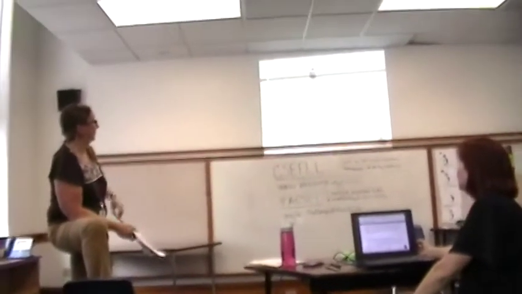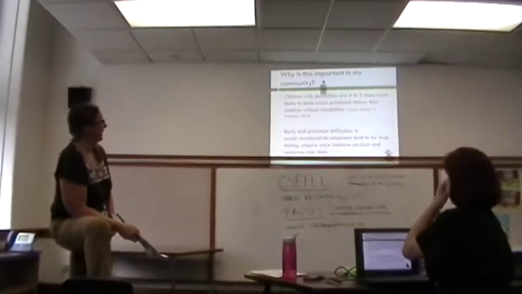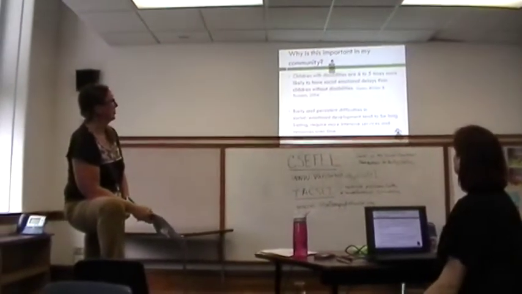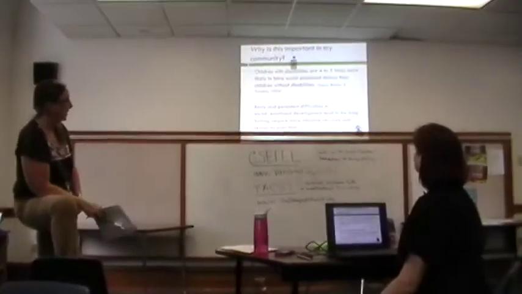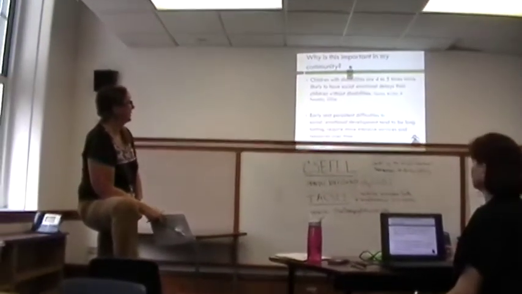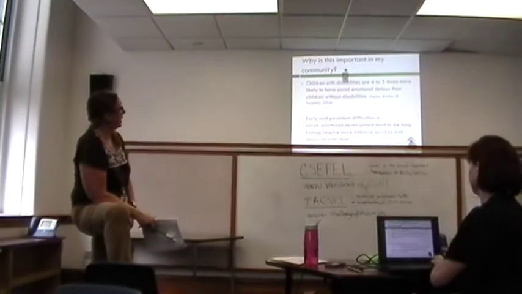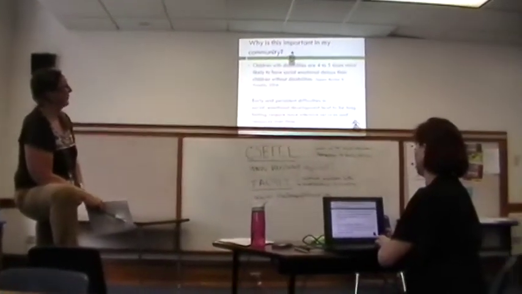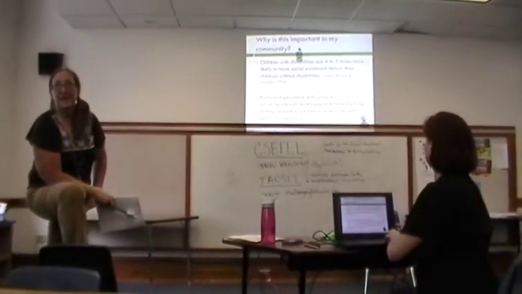And then some of the research too: children with disabilities are 4 to 5 times more likely to have social emotional delays than children without disabilities. And early persistent difficulties in social development tend to be long-lasting and require more intensive services and resources over time. So again, early intervention.